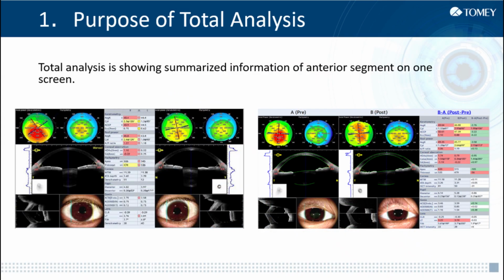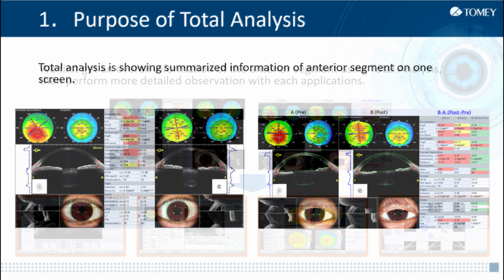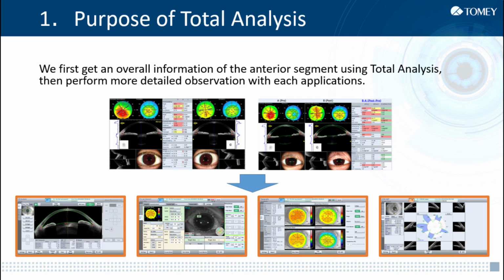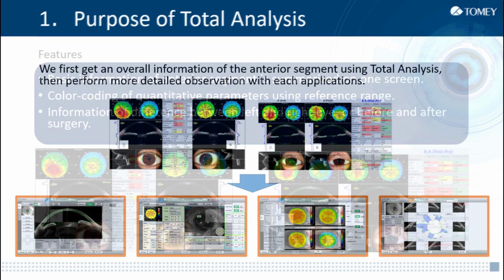To solve this problem, we developed the Total Analysis application, with which we can check summarized information of the anterior segment on one screen at the same time, quickly and easily. So, this application can be used as the first application for each patient. And if you realize an abnormality in a part of the patient's eye, you can use other highly specialized applications and perform a more detailed examination.